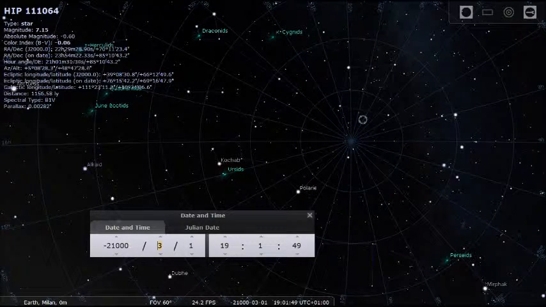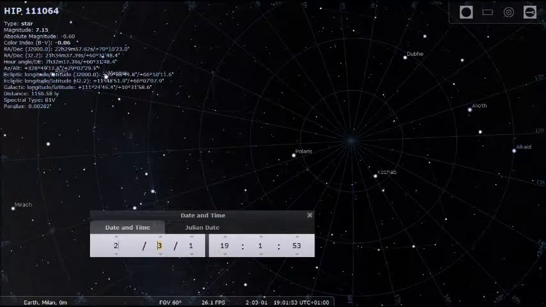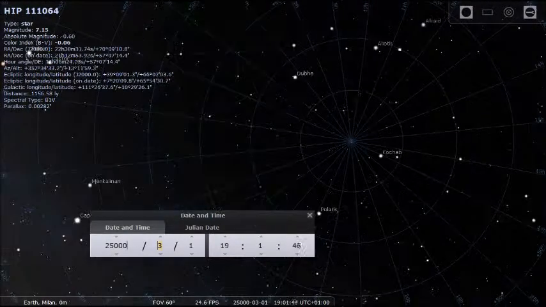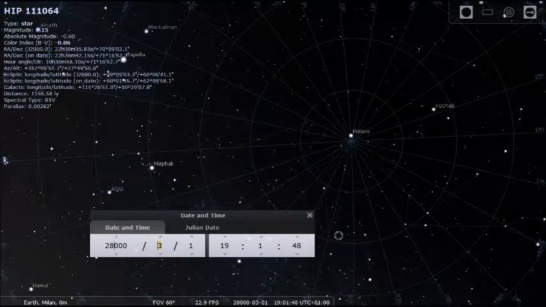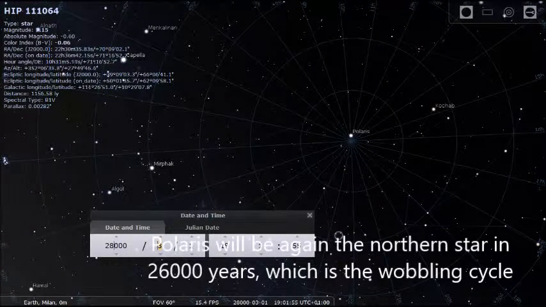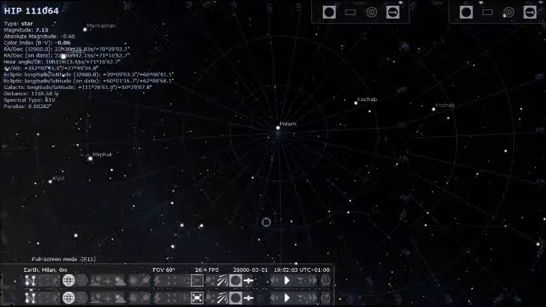Or we can go even farther in time and reach the future, and we will see that in the late future, say 26,000 years from now, Polaris will still be the same as we have now. So this means there is a cycle of 26,000 years, which is the cycle of the wobbling of the Earth.